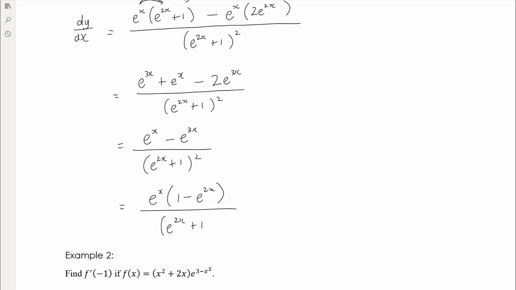I certainly wouldn't bother expanding out the denominator. There's no reason to do that. In fact, a factorised denominator allows you to see whether there are any common factors that will cancel down, so there's no reason to expand it out.